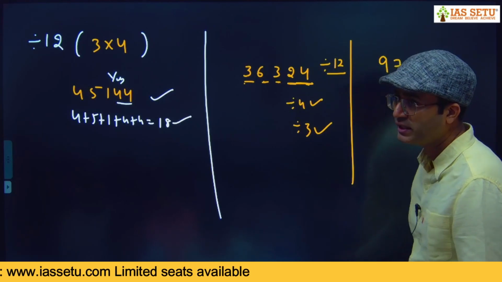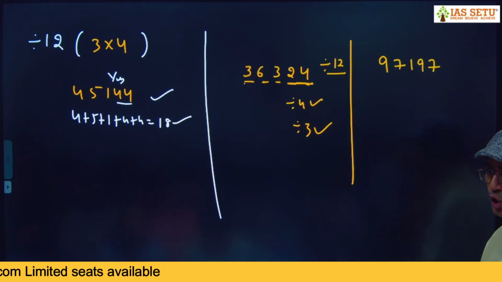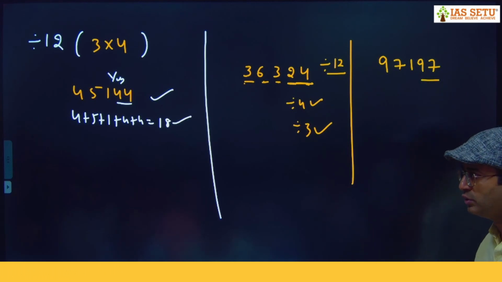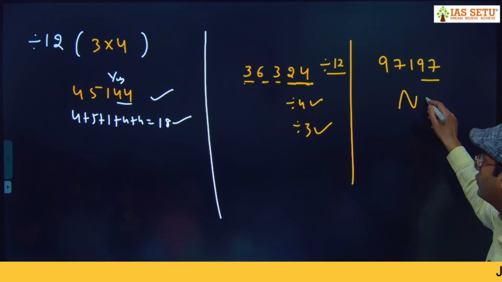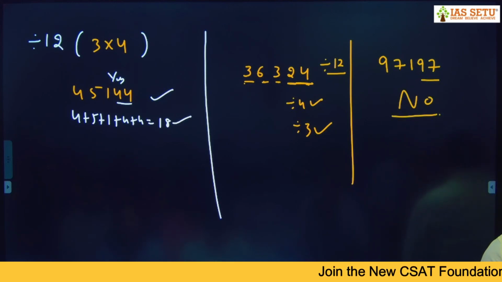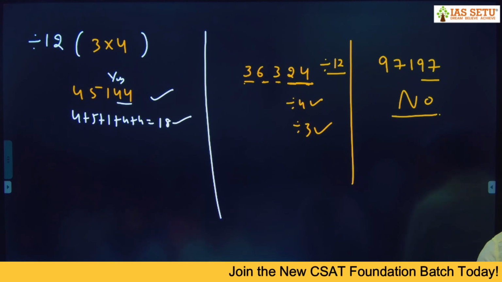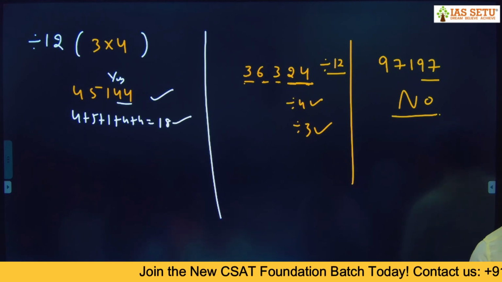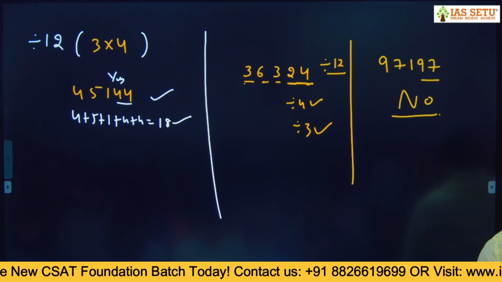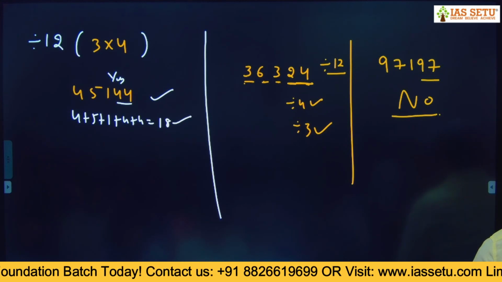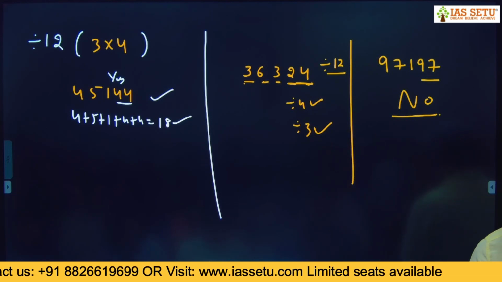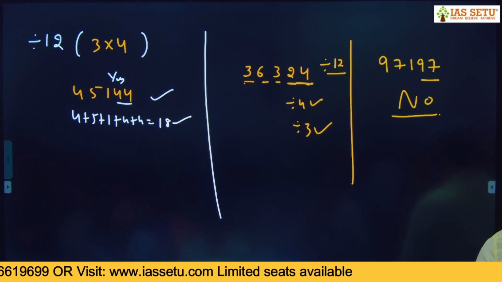97,197. Is this number divisible by 12? No. Why? Because it is not divisible by 4. 4 से ही नहीं हो रहा है. No need to check 3. So no, this number is not divisible by 12. So the idea is, if you have to check divisibility of 12, you have to check divisibility of 3 as well as 4. See, I told you the divisibility rules of 2, 4, 8, 3, 9, 5, 10 and 11. You have to be fast in those for bigger numbers. अगर 12 की divisibility चेक करनी है आपको 3 और 4 में फास्ट होना पड़ेगा.